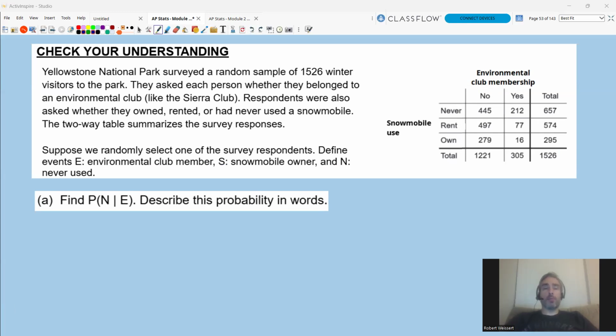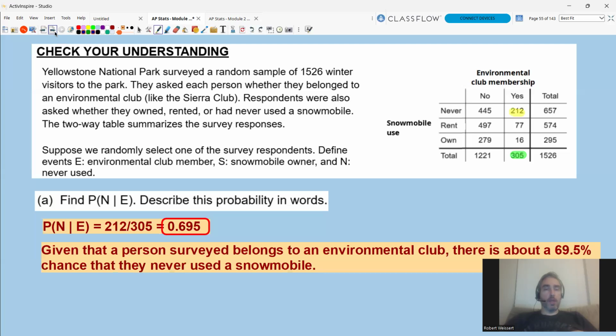A, find probability N given E. Describe the probability in words. Well, probability N given E is out of the E environmental club, that's 212 never use a snowmobile out of 305. That's about 0.695. And we can say, given that a person surveyed belongs to an environmental club, there's about a 69.5% chance they never use a snowmobile.